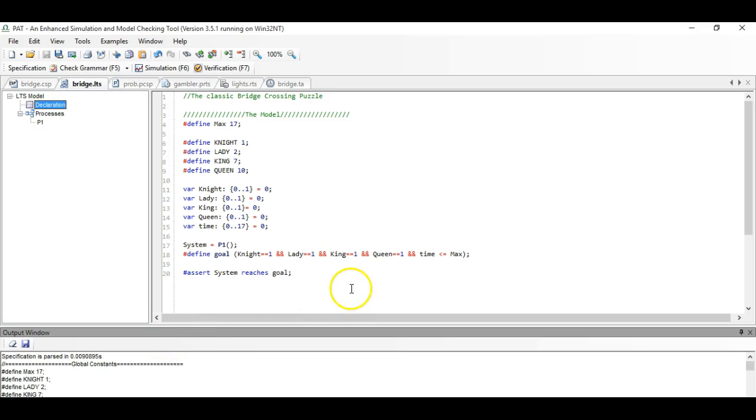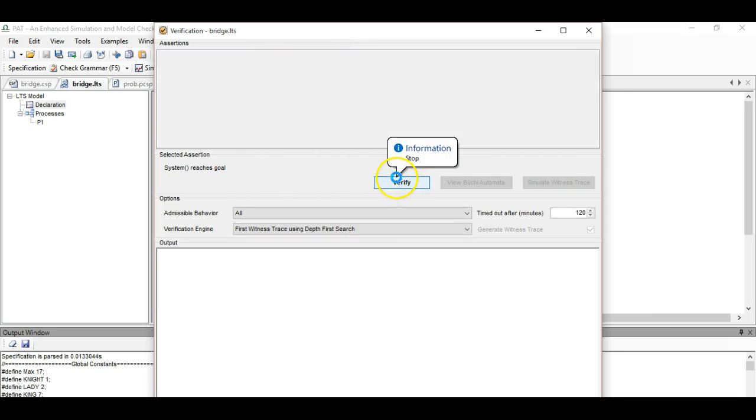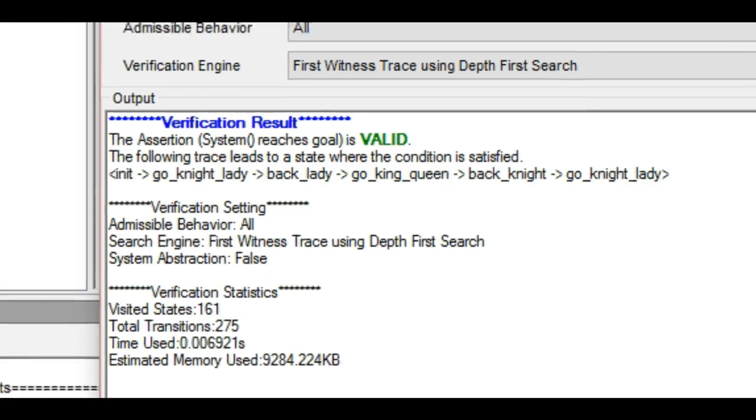Now we're ready for the verification process. The verification process will test to see if our system reaches the goal. The goal, again, was to get all 4 people on the right side within the max, which is 17. So when we start the verification, we select the goal that we want to verify, we click verify, and it tells us that it was able to do it, and it also gives us the path that took it to get 17. So it was the knight and the lady crossing first, the lady coming back, the king and the queen crossing, the knight coming back, and then the knight and the lady going across again.